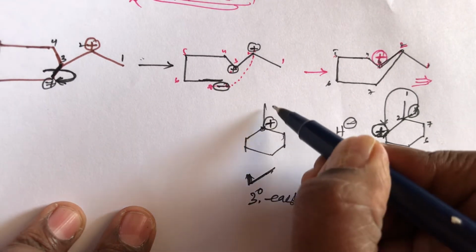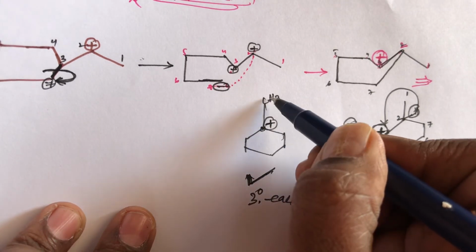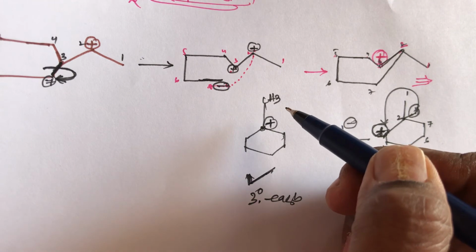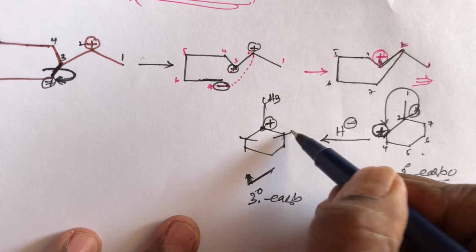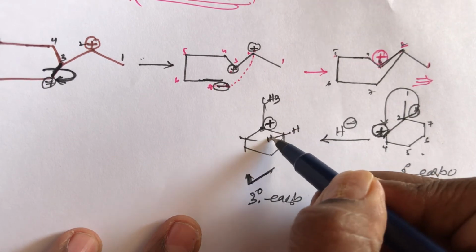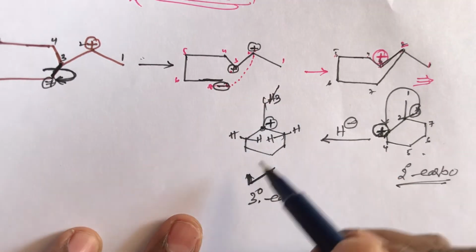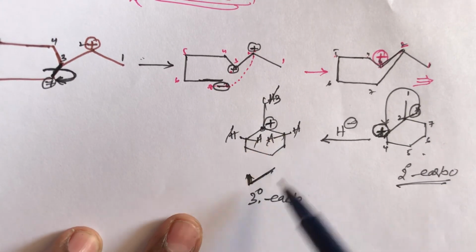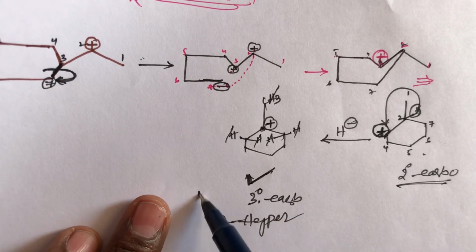In this compound 7 hyperconjugates are present. The carbon next to the positive charge is the alpha carbon. This alpha carbon has alpha hydrogens. Hyperconjugation depends on the number of alpha hydrogens. So here a total of 7 hyperconjugates are present. 3 hyperconjugates from here, 3, 4, 5, 6, 7. So that's why it is more stable.